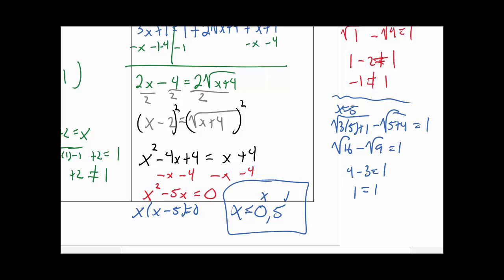So just be patient with these radicals. It's really easy for a sign mistake to creep in, and all of a sudden we've made a silly error that we didn't necessarily have to. So anyways, good luck.